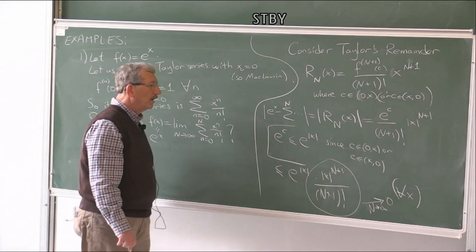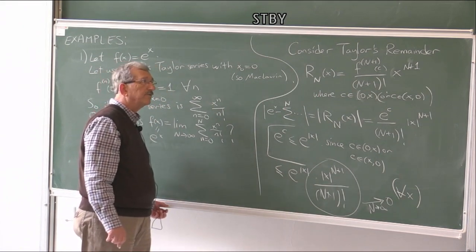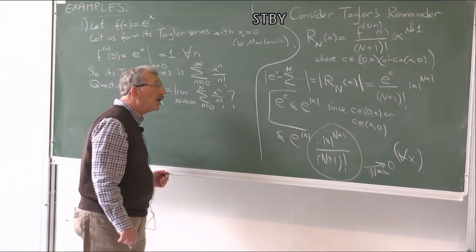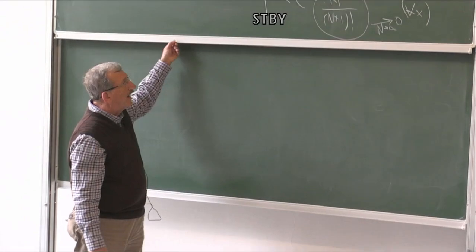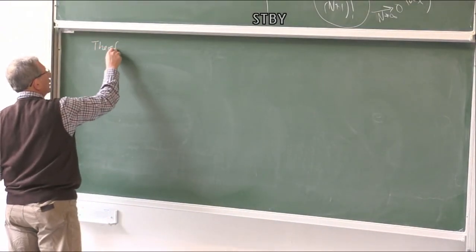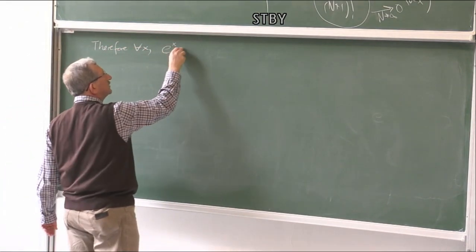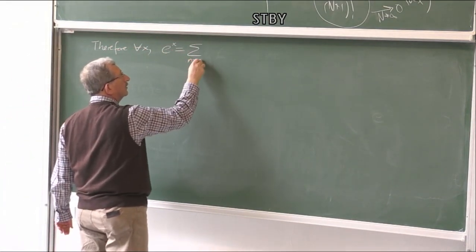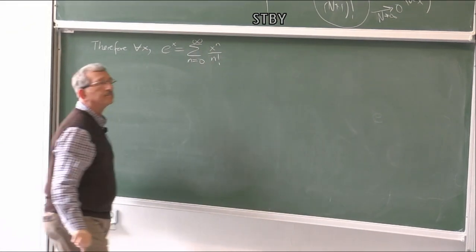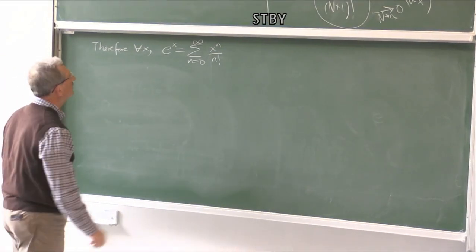So this says that, indeed, the error term, or the remainder term, goes to 0, and so it follows that for all x, e to the x is equal to the sum of x to the n over n factorial. So this shows equality now.